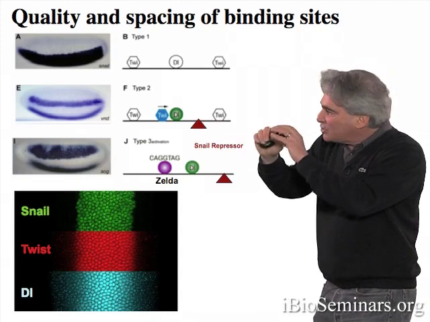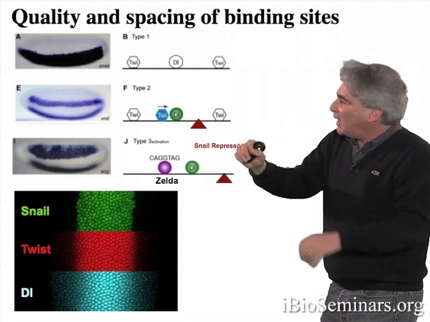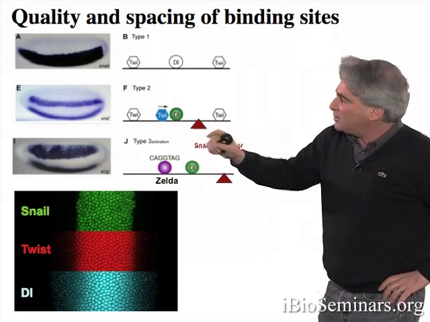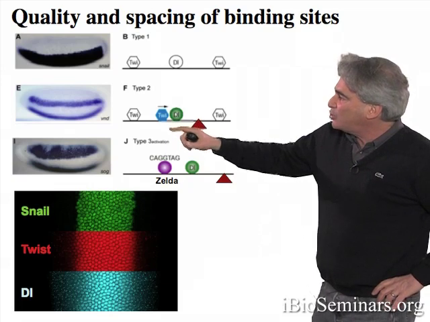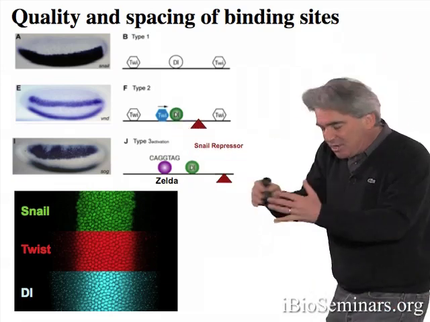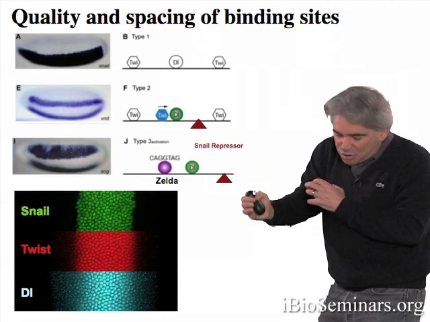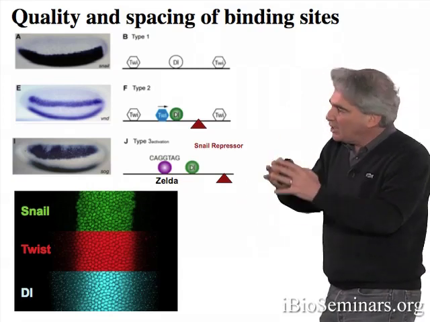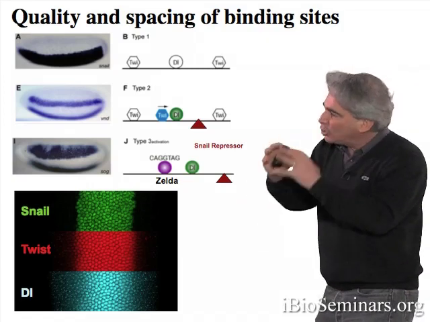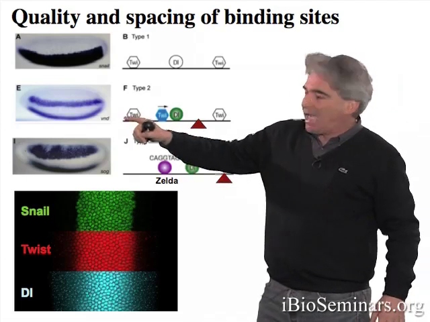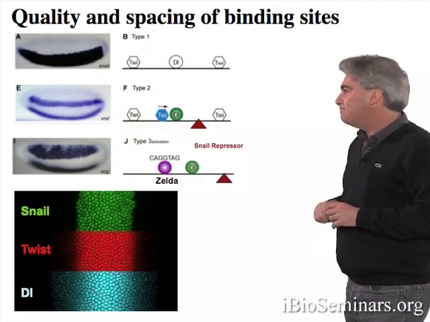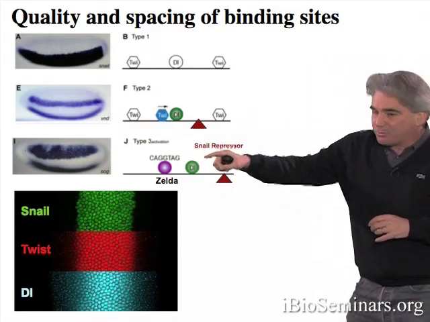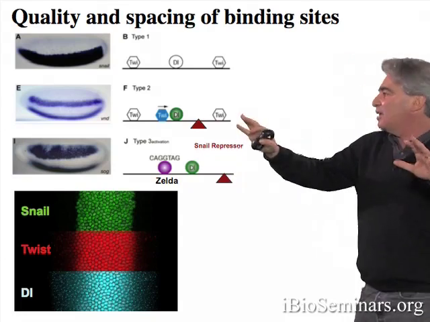The two binding sites are closely linked and have a specific arrangement. The asymmetric twist site points towards the dorsal site. And these features of arrangement, high affinity sites, allow intermediate to low levels of the dorsal gradient to activate the type 2 target gene.